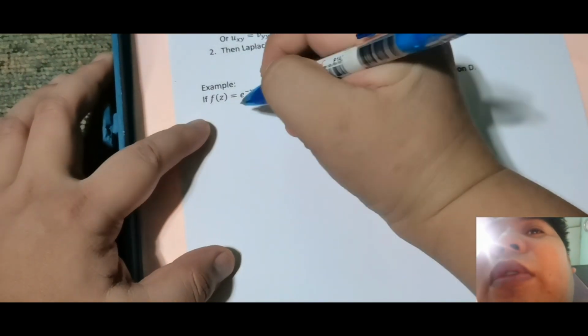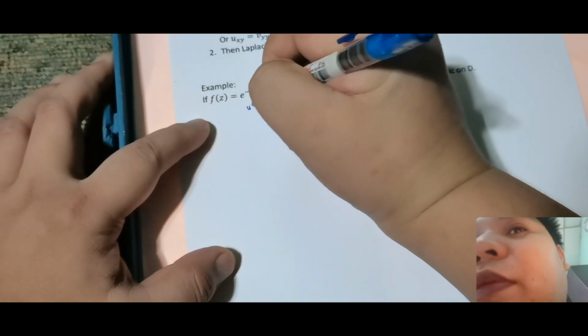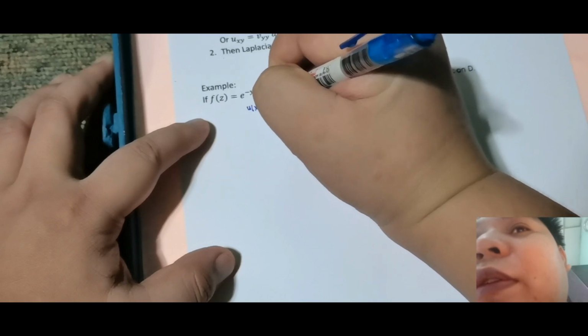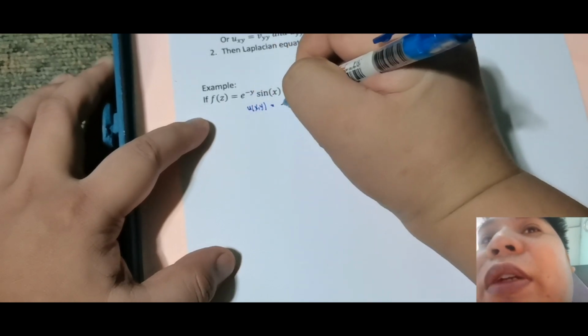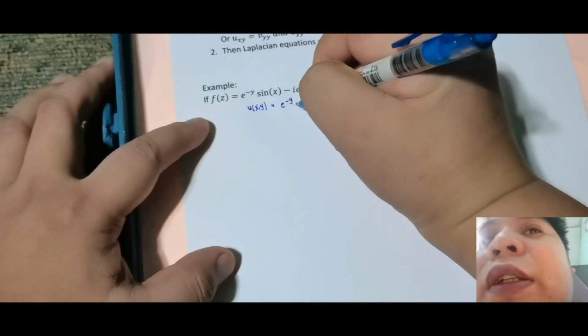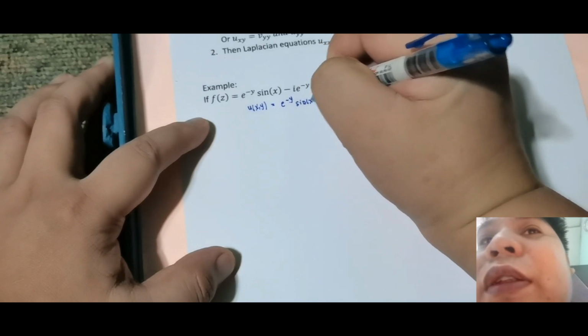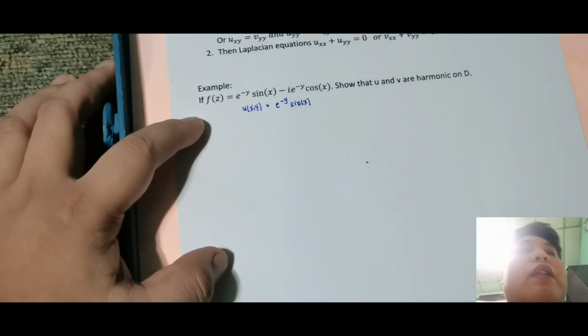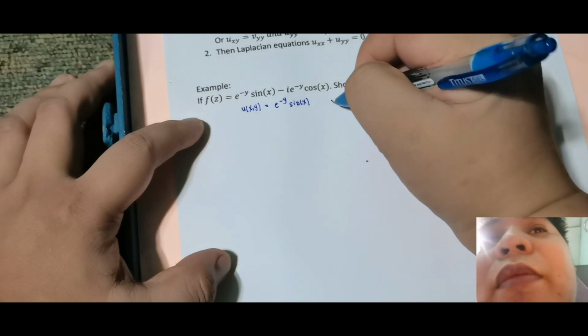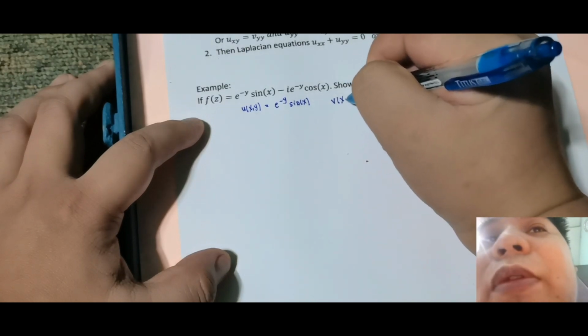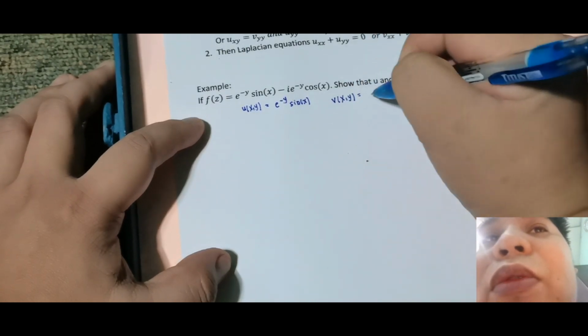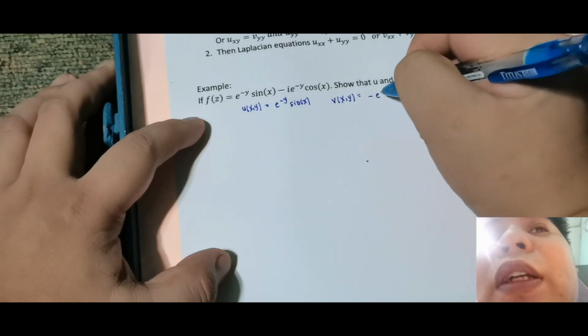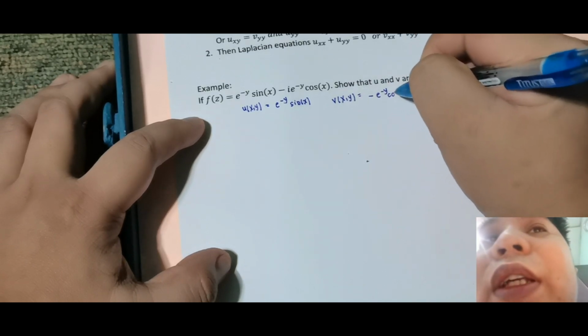Okay, so lagay ko lang. So u of x comma y is equal to, syempre, e raised to negative y sin x. Okay, next, v of x comma y. So v of x comma y is equal to negative e raised to negative y cosine x.